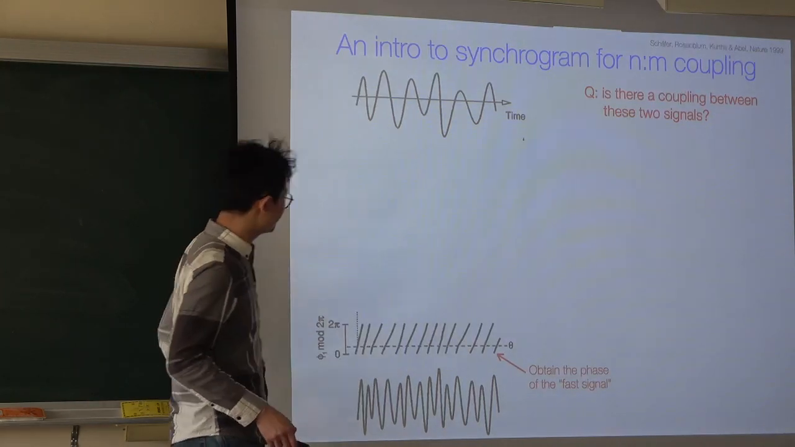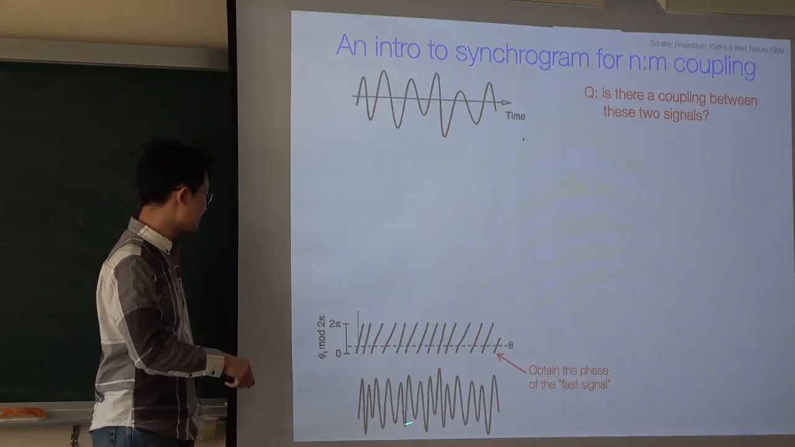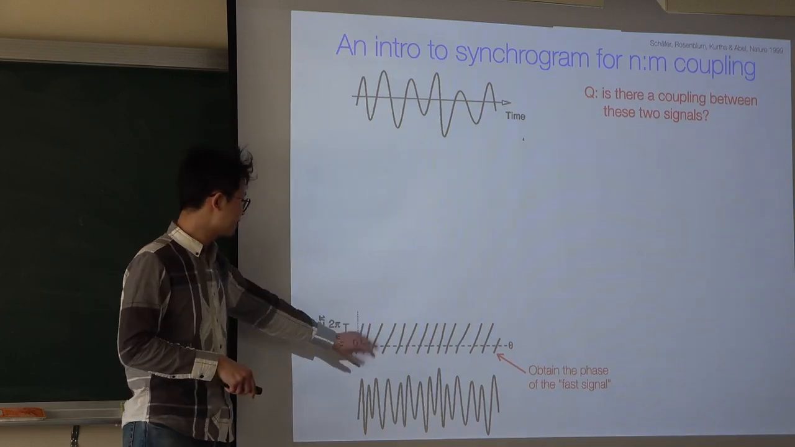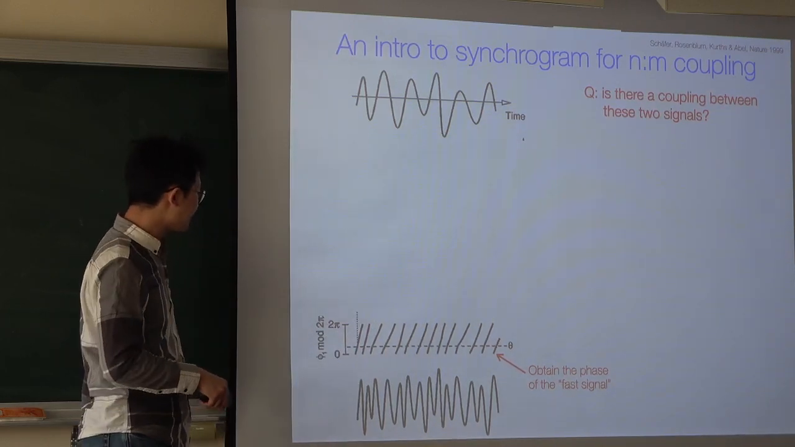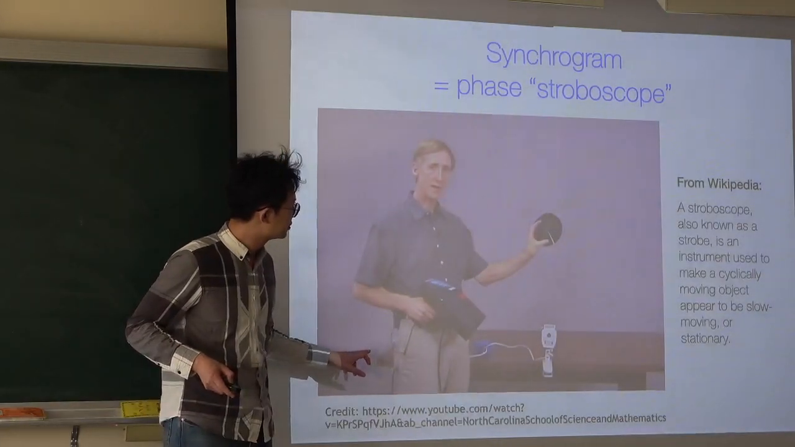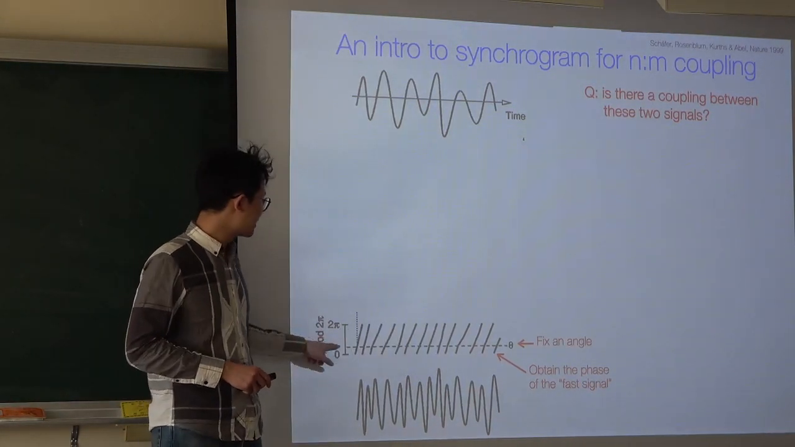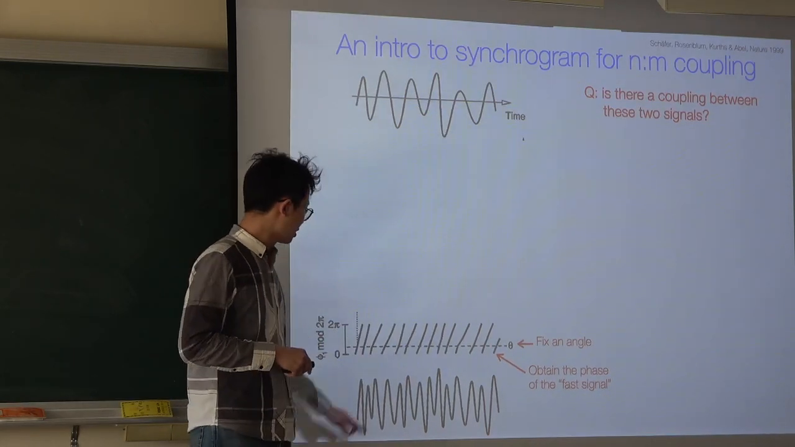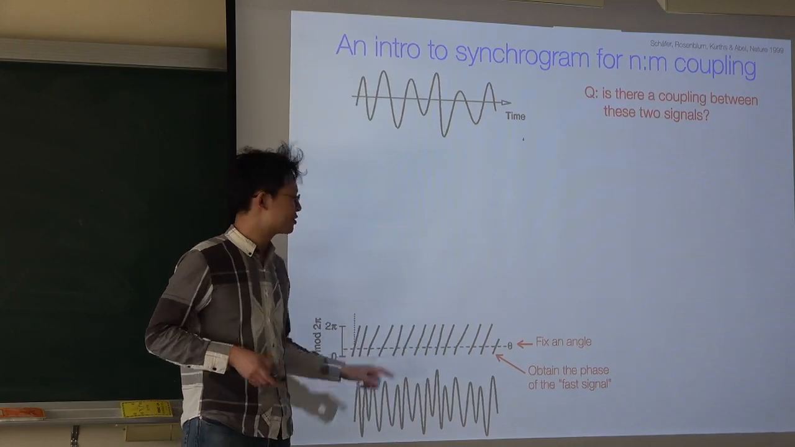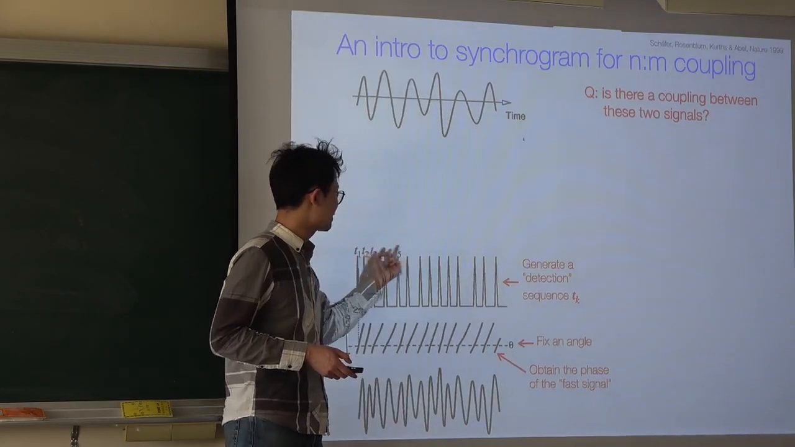What we do is very simple. First, we evaluate the phase of this signal. You see we plot from 0 to 2 pi. Everything is mod 2 pi. Once we get the phase, we fix an angle, theta, that we have interest in. Once we fix it, we know where the phase will hit this fixed angle. So we determine a sequence of times, T1, T2, T3, and so on.